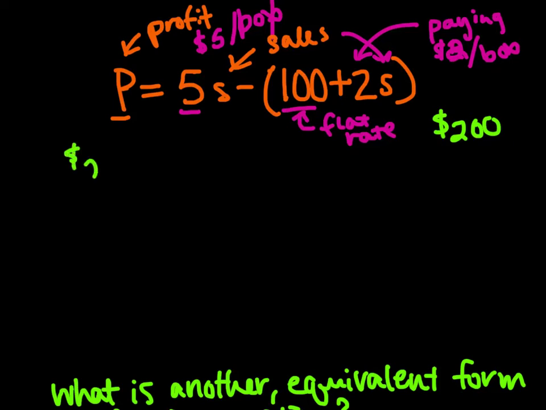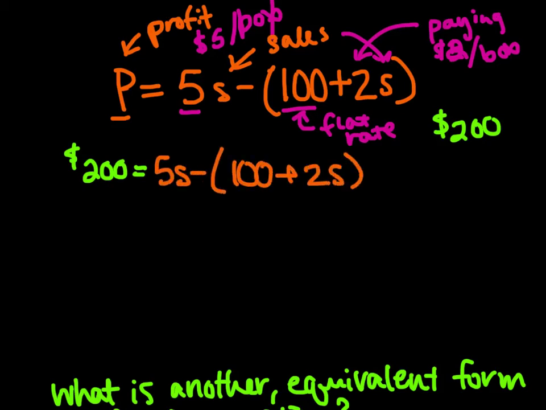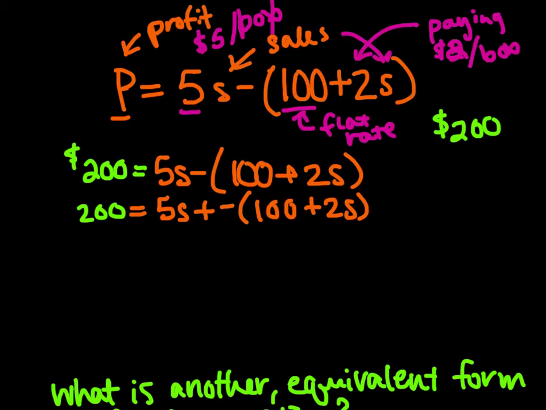So we have $200 is equal to 5s minus 100 plus 2s. So let's do a little bit of math. If I look at this, I have 200 is equal to 5s, and I'm going to rewrite this subtraction. I'm going to write this as plus a negative 100 plus 2s. And if I write it as plus a negative, I need to figure out what number is hiding there.